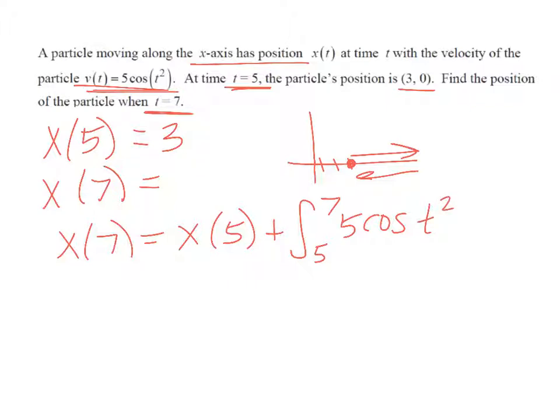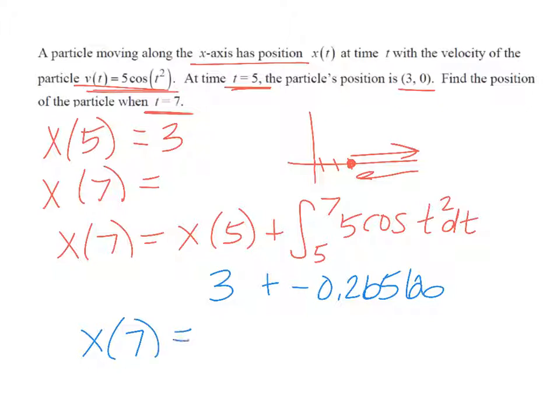Okay, so I'm just going to solve this by using my calculator. X of 5, my position is 3, plus the integral from 5 to 7 of 5 cosine t squared. Oh, dt. Can't forget that. That's going to give me negative 0.26566. So adding that with 3, my position at 7 is going to be 2.73433. So let's state this using NUT.